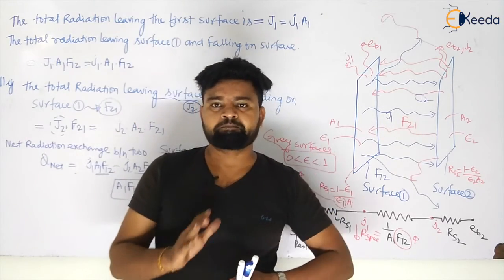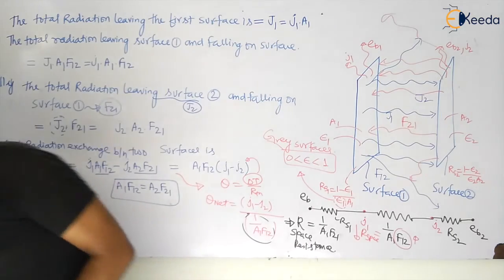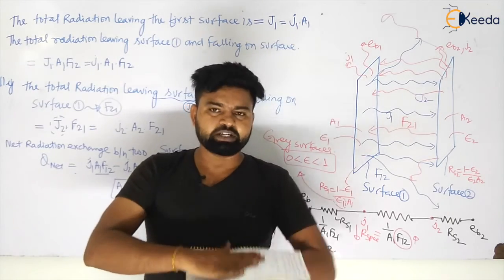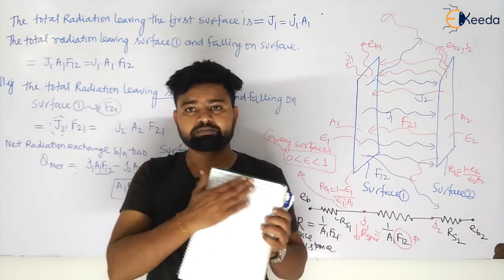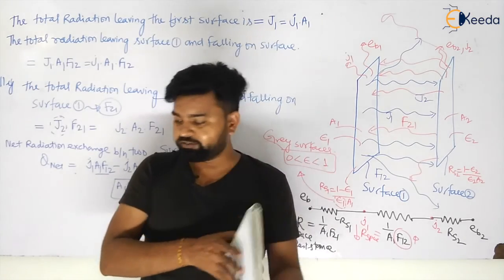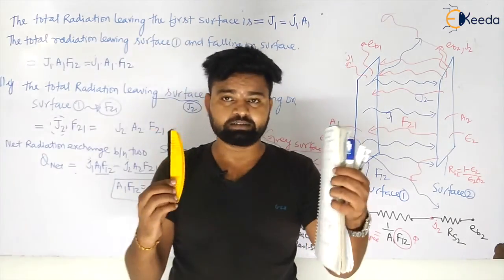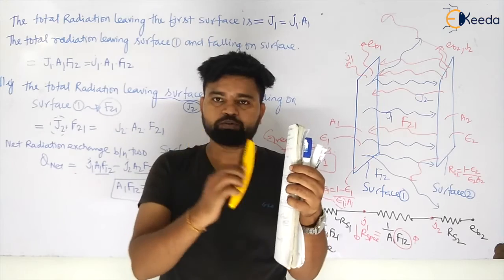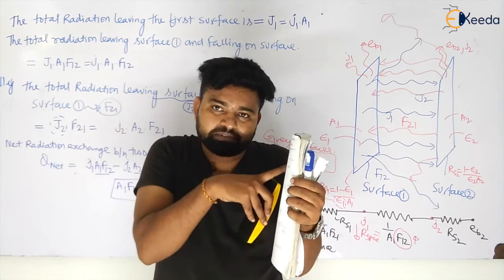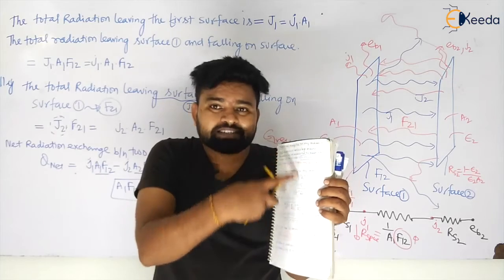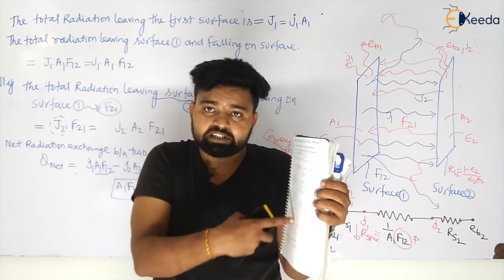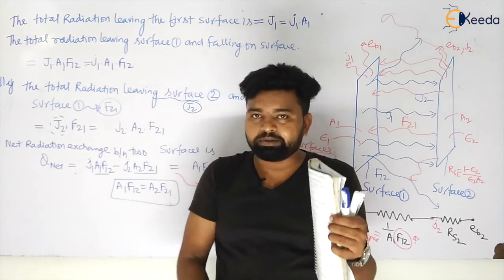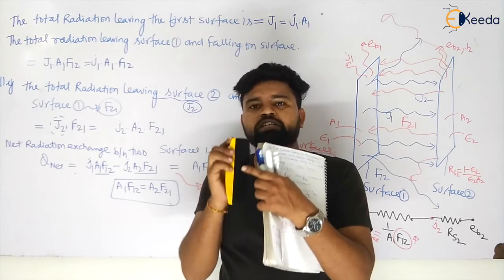So now we can feel that every body will have some surface resistance. If this is body 1 and this is body 2, and they are exchanging radiation between the two, this body will have some surface resistance. Why? Because this surface will have some emissivity, absorptivity, reflectivity and transmissivity, due to which it has some surface resistance. Similarly, this body will also have some surface resistance, my dear students.